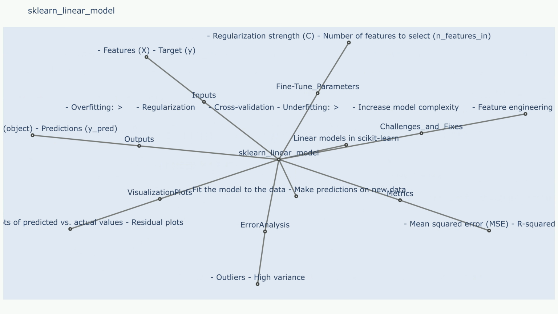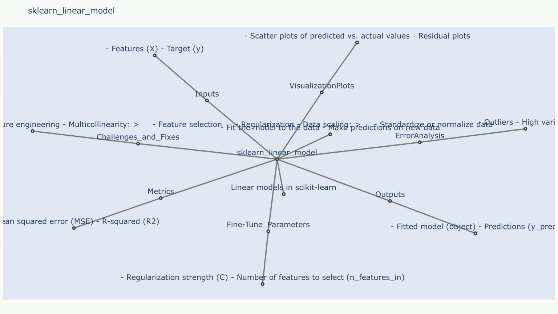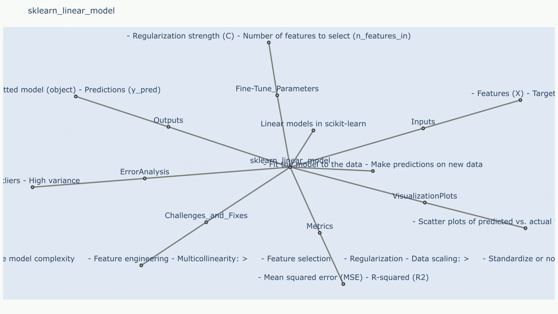Visualization plots. Scatter plots for regression visualize the relationship between features and target variable. Residual plots for regression analyze the difference between predicted and actual values to assess model fit. Confusion matrices for classification show the number of correctly and incorrectly classified instances.